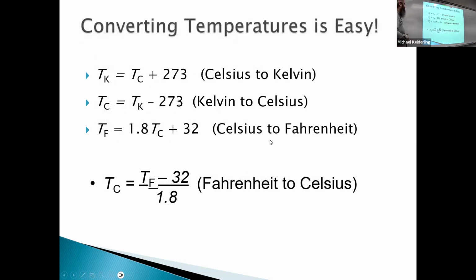So, how do we convert temperatures? Kelvin to Celsius, you subtract 273. Celsius to Kelvin, you add 273. Fahrenheit to Celsius, you multiply by 1.8. Sorry, Celsius to Fahrenheit, you multiply by 1.8 and add 32. Fahrenheit to Celsius, you subtract 32 and then divide by 1.8.